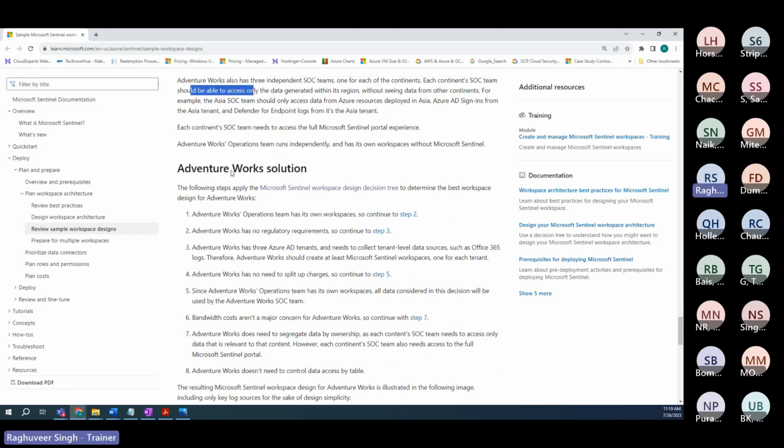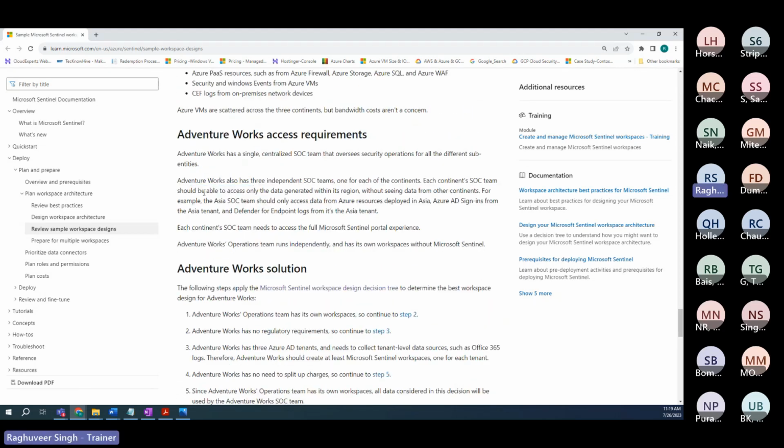Okay, so let's see, they should be able to access only the data generated within that region. So here you see the answer. It says that they have 3 independent SOC teams, 1 for each continent, and each continent SOC team should be able to access only the data generated within its region. This is where they come into the compliance. That the SOC team sitting in Africa should not be able to see the data of Europe or Japan without seeing data from other continents.